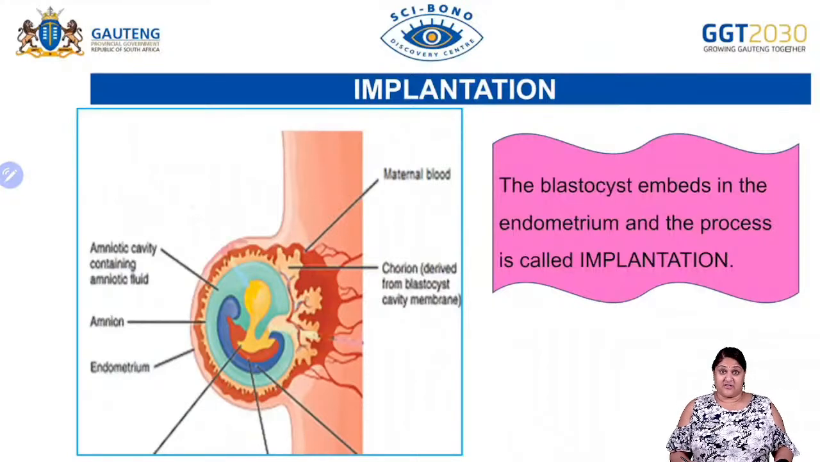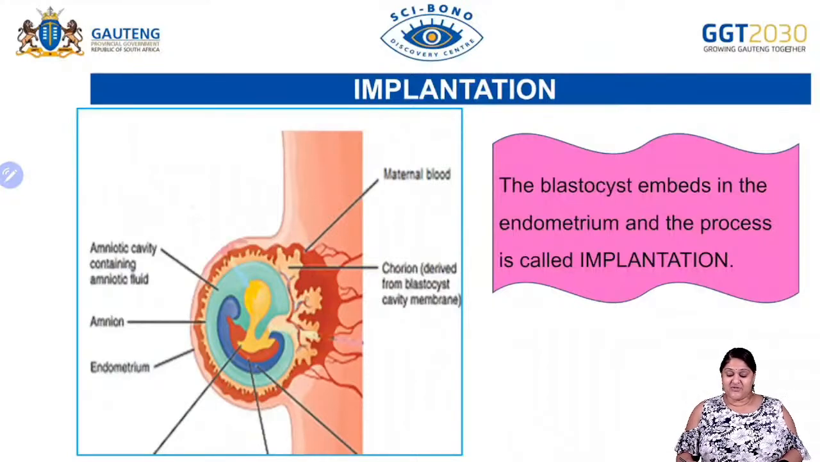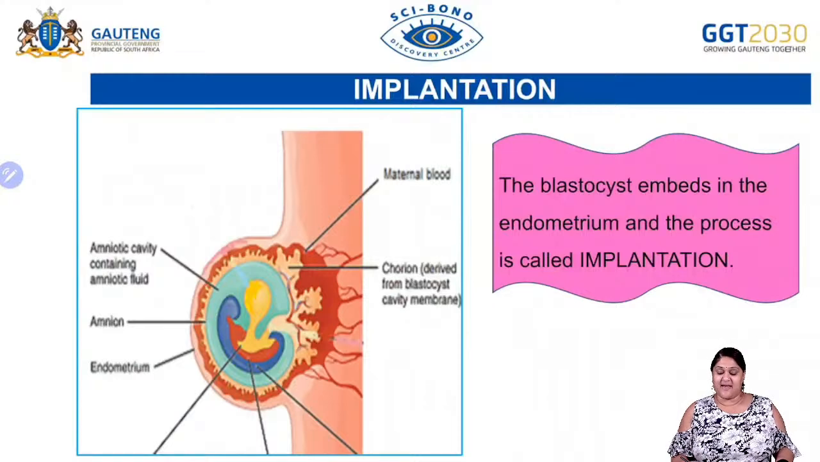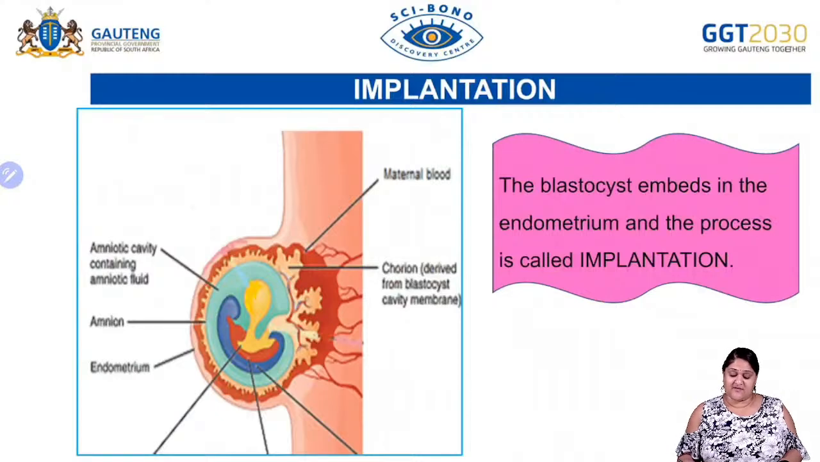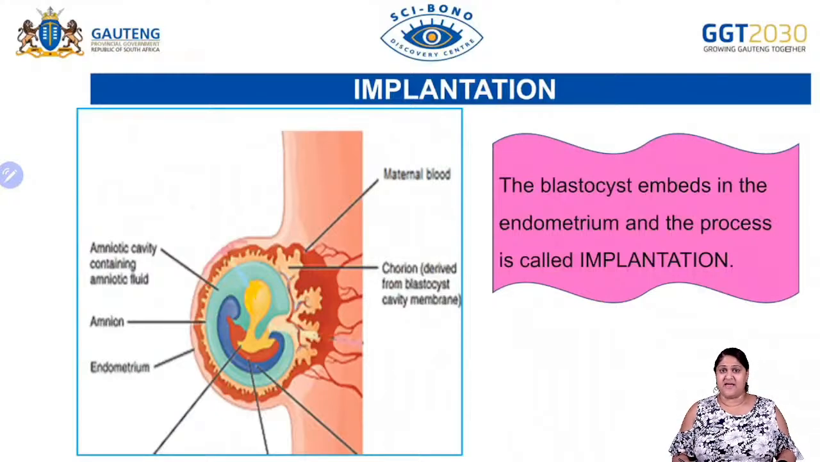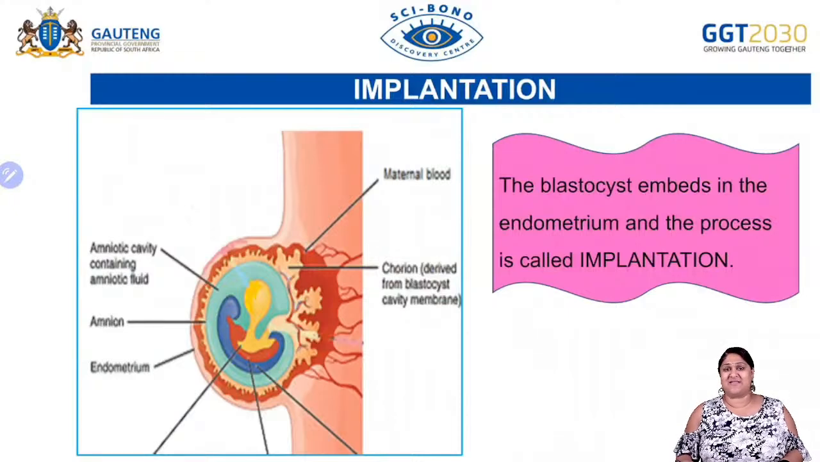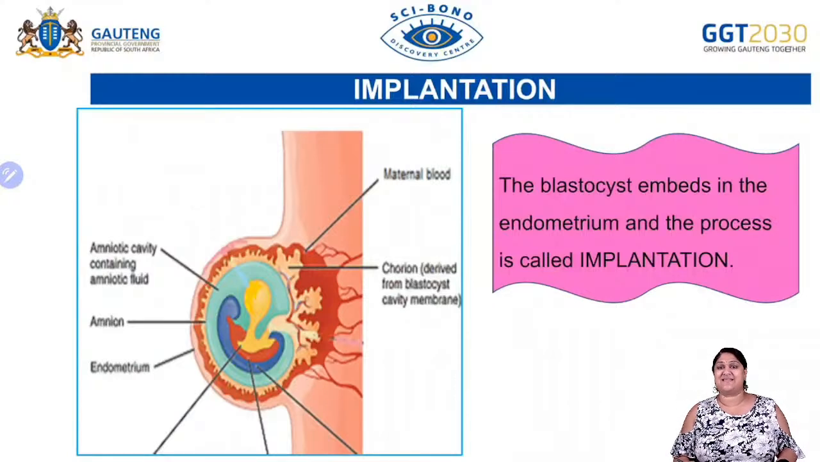Now we come to implantation. Okay, the blastocyst embeds in the endometrium, and the process is called implantation. I just want to also mention to you grade 12s that it is a blastocyst and not a blastocyte. Okay, so some learners find it easier to say blastula. That is also fine. We accept blastula, but not blastocyte, because it means something else. You will be marked wrong if you say blastocyte, because it's not a blastocyte, it's a blastocyst.